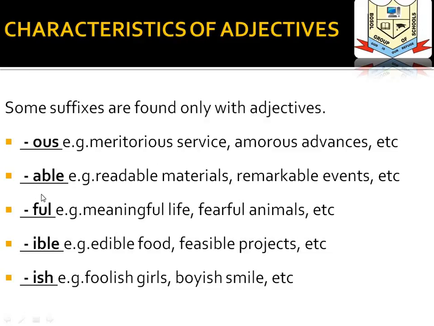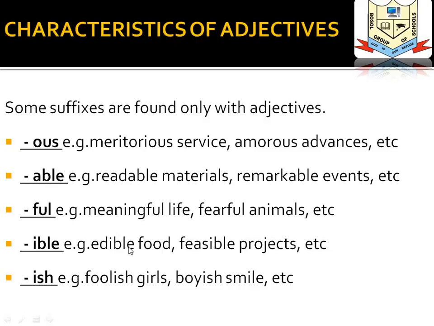Now, able. When you add able to the verb read, it becomes an adjective. Readable materials, remarkable events. Then full. When you add full to meaning, it becomes meaningful life. Now, adding these suffixes helps change the word from a particular part of speech to an adjective. Meaningful life, fearful animals.